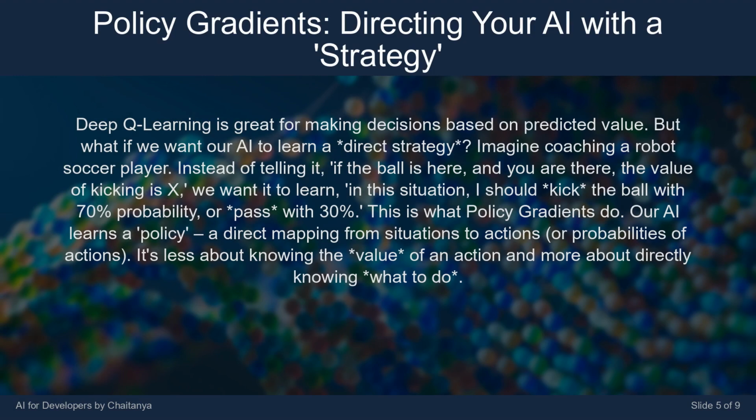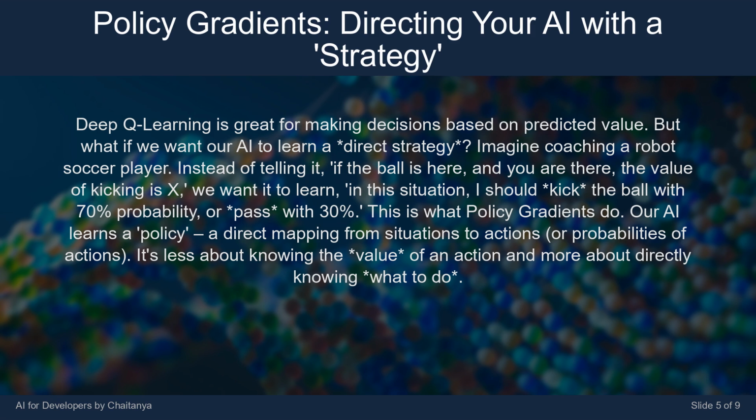Deep Q learning is great for making decisions based on predicted value. But what if we want our AI to learn a direct strategy? Imagine coaching a robot soccer player. Instead of telling it, if the ball is here, and you are there, the value of kicking is X, we want it to learn: in this situation, I should kick the ball with 70% probability, or pass with 30%. This is what policy gradients do.